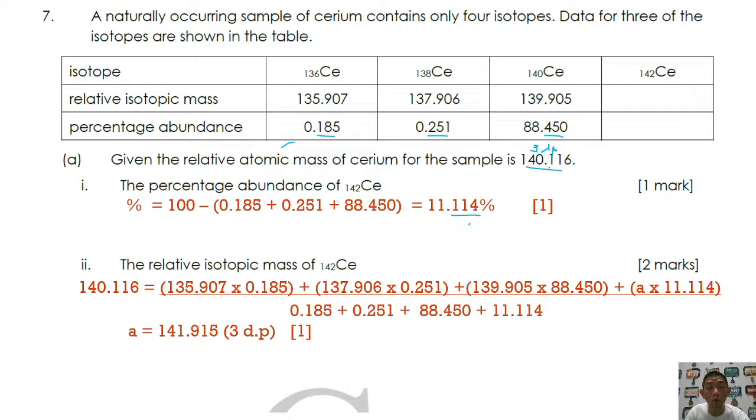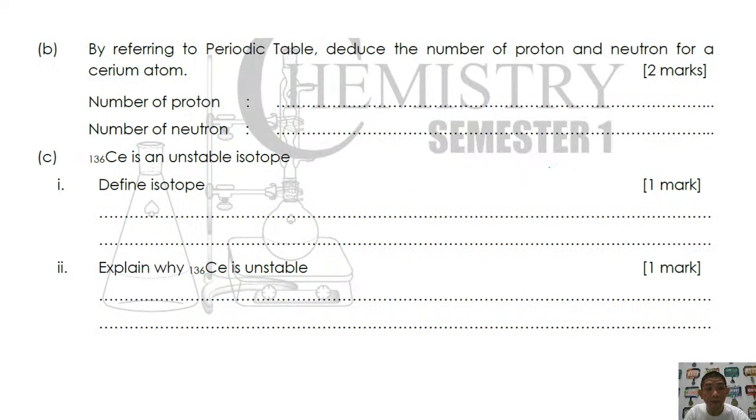1 mark in here. So you must be very good in calculations for this. Okay, and last but not least, by referring to the periodic table, deduce the number of protons and neutrons for the cerium atom. So you have to refer to the periodic table. Proton is 58, neutron is 82.